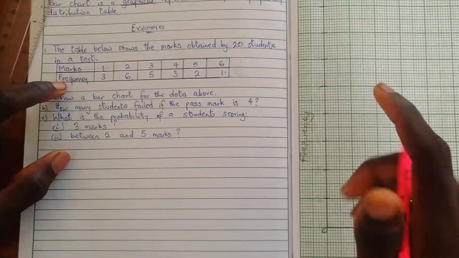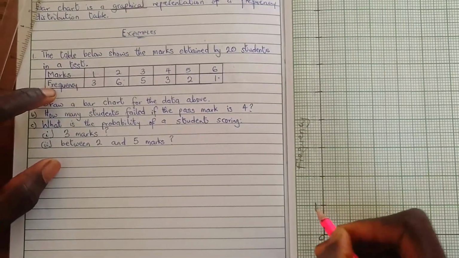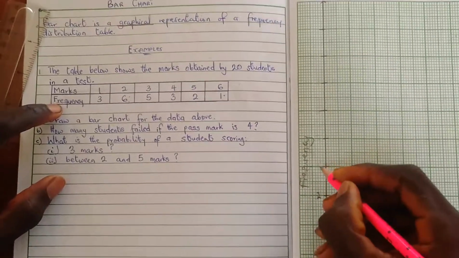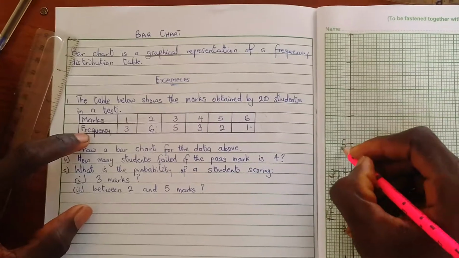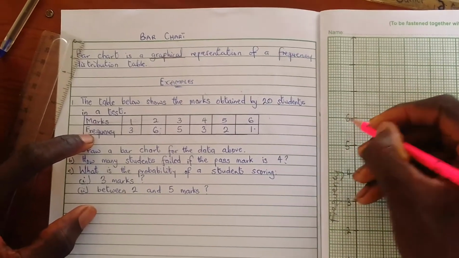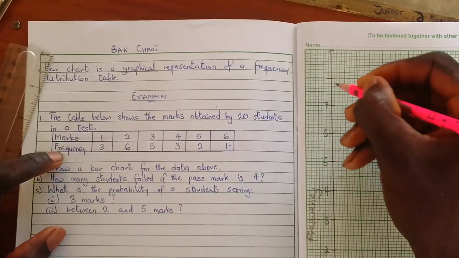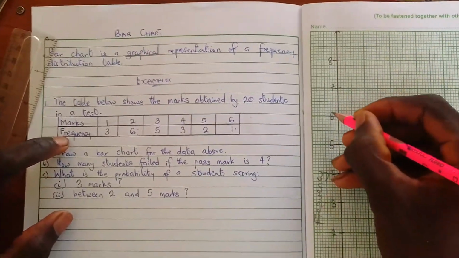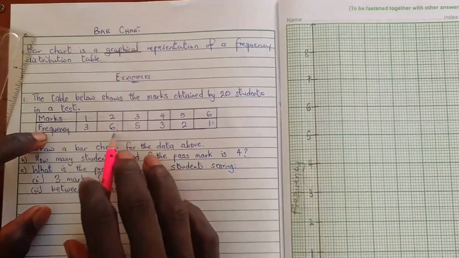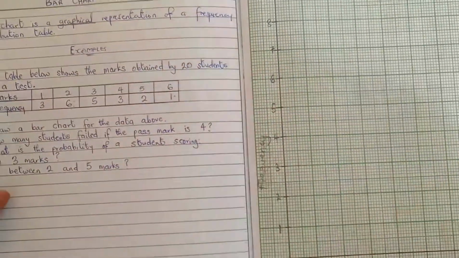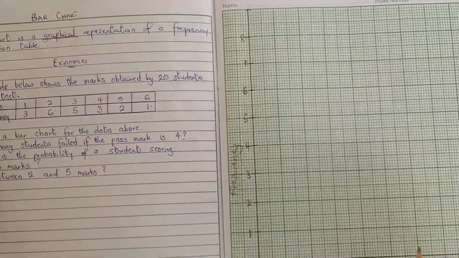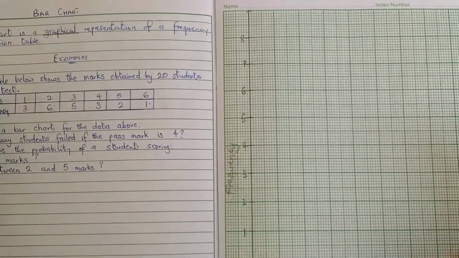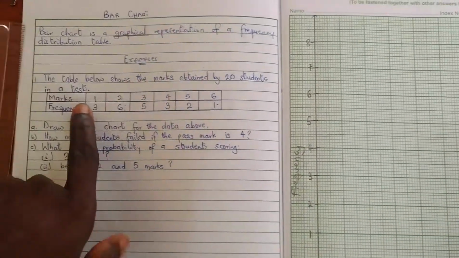So on the thick lines, starting from 1, 2, 3, 4, 5, 6. You can choose to extend it or leave it at 6 because it is up to 6. Now that we are done with the labeling and writing of the names here, you will come to the marks.